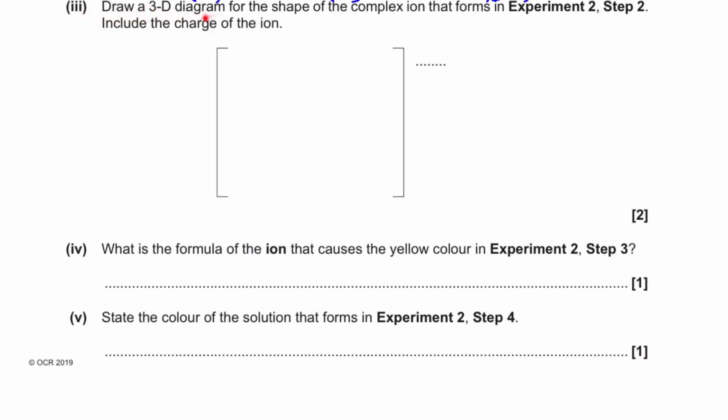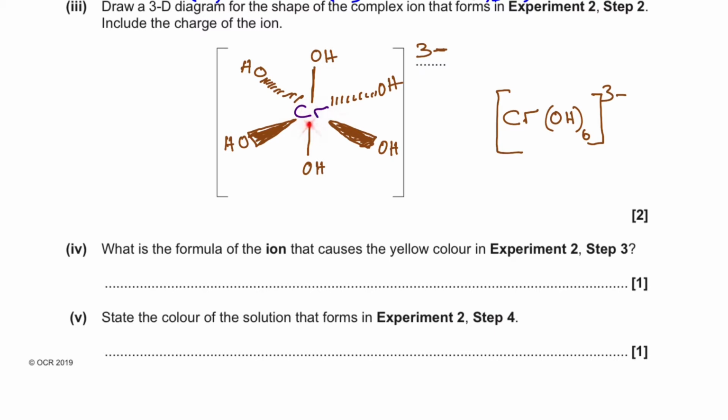Draw a 3D diagram for the shape of the complex ion that forms in experiment 2, step 2. Include the charge of the ion. So we've got the central atom, chromium, and we've got 6 hydroxide ions. This one here is the wedge, which means it's pointing out of the plane towards the observer. This one is pointing back into the plane, backwards of the plane.